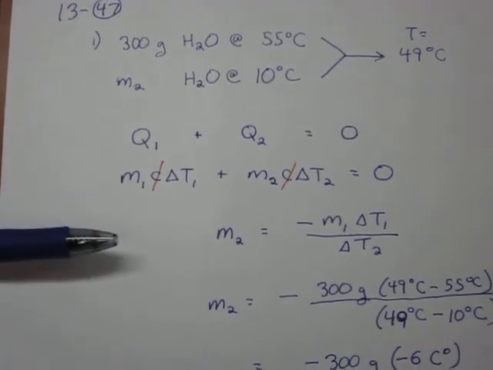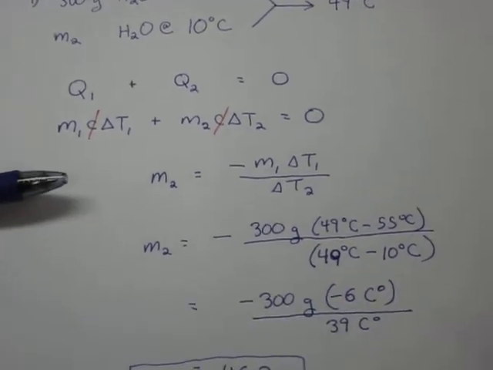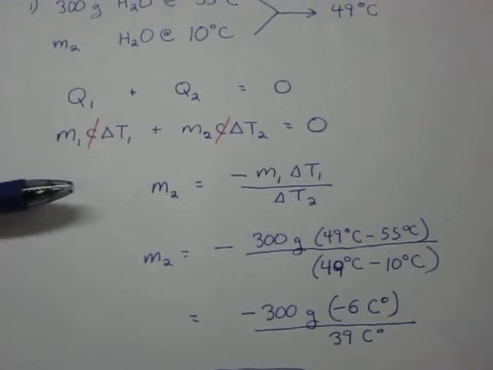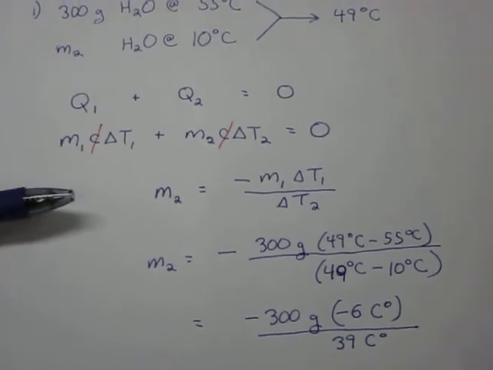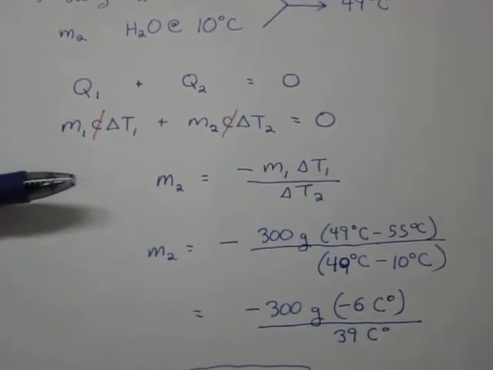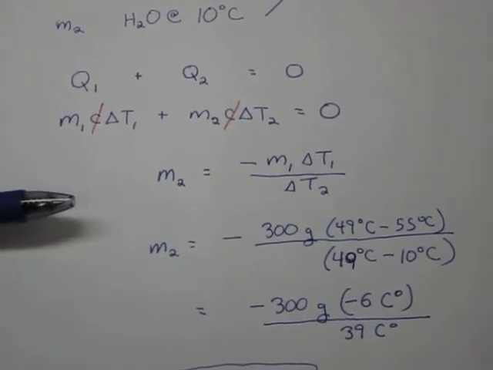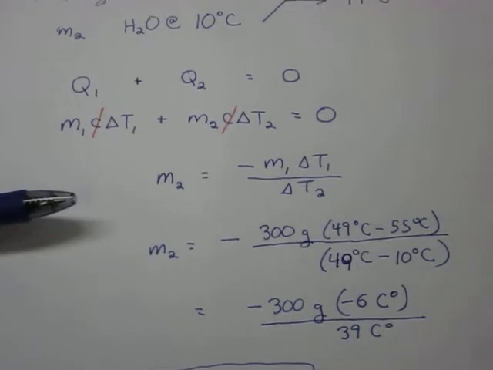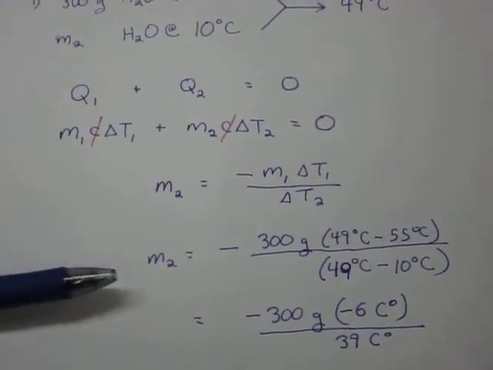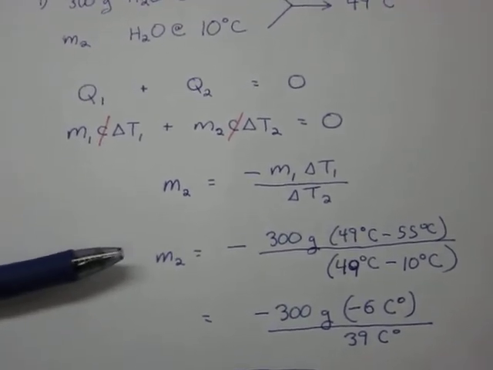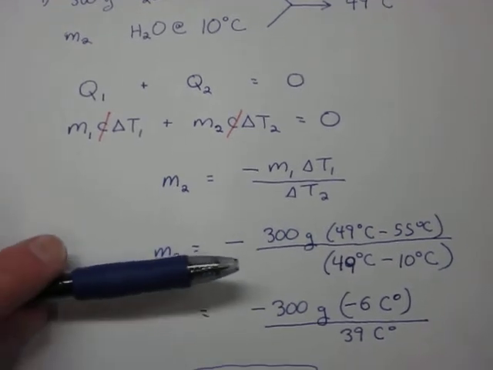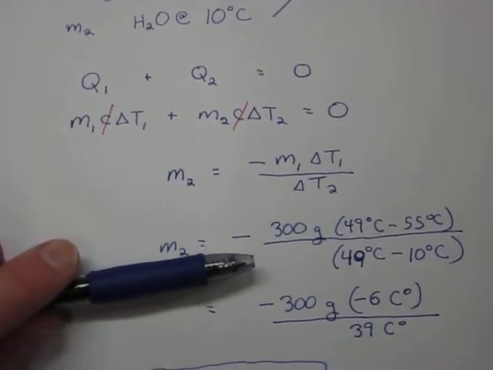And when we solve for M2, we get M2 equals the negative of the first mass times the ratio of the changes in temperature. And this is where, as I've said many times in class, you have to be careful that change is final minus initial. So for change in T1, it's 49 degrees minus 55 degrees. For change in T2, it's 49 minus 10 degrees.